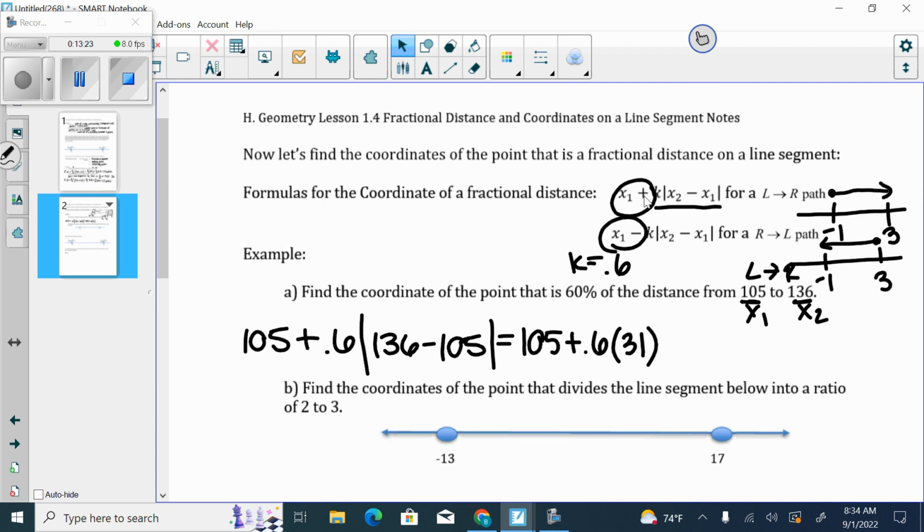All right, so now I have 105 plus 0.6 times 31. So order of operations says I'm going to do what first here? Multiply. So what is 0.6 times 31? 18.6. Very good. So I have 105 plus 18.6. And 105 plus 18.6 is?